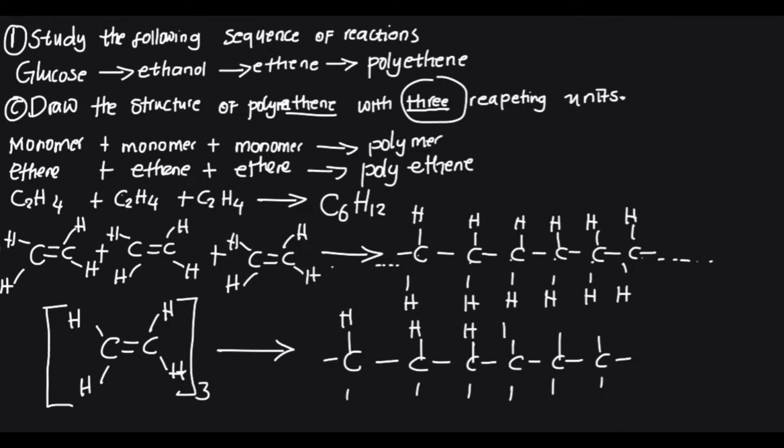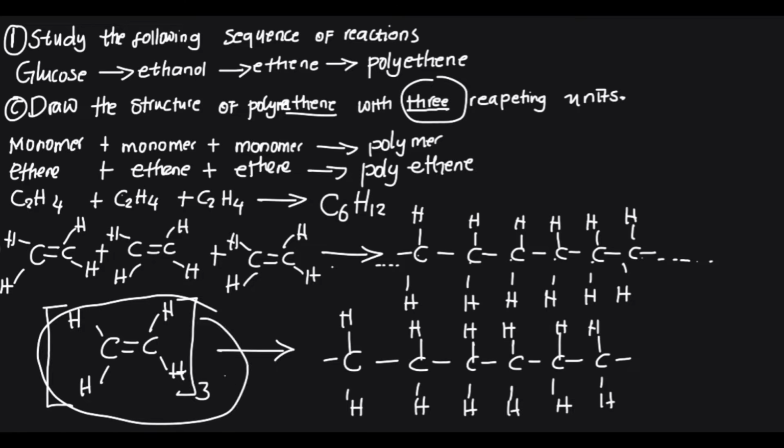So we can write the 2 structures. If we are taught to use the equation, we can write it by showing the 3 repeating units the way we did here, or we just put it in brackets, then we use the number of repeating units. So all in all, for the final answer, we just wanted this structure here.